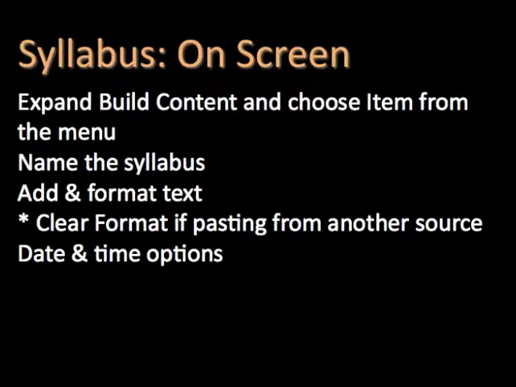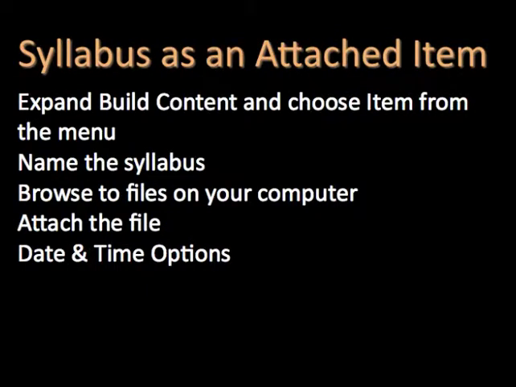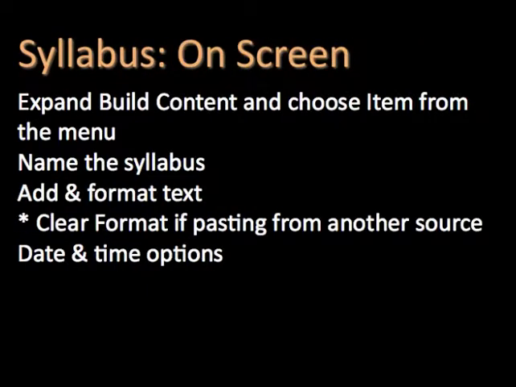So the steps for the on-screen is to choose the build content area and the item from that, name it again, and this time add and format text. You can use the same date and time options as well. So there are two ways, as an attached, as an on-screen, and you can always combine both and have the on-screen as well as the attached document in one item and meet the needs of both of your students.